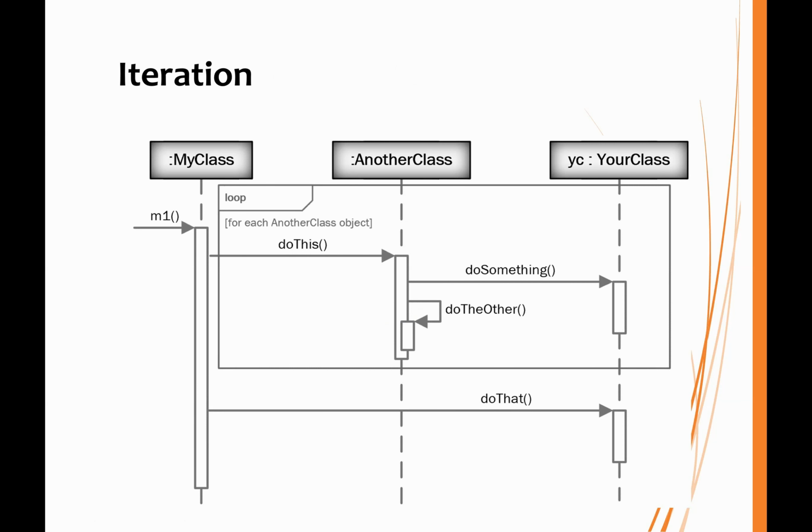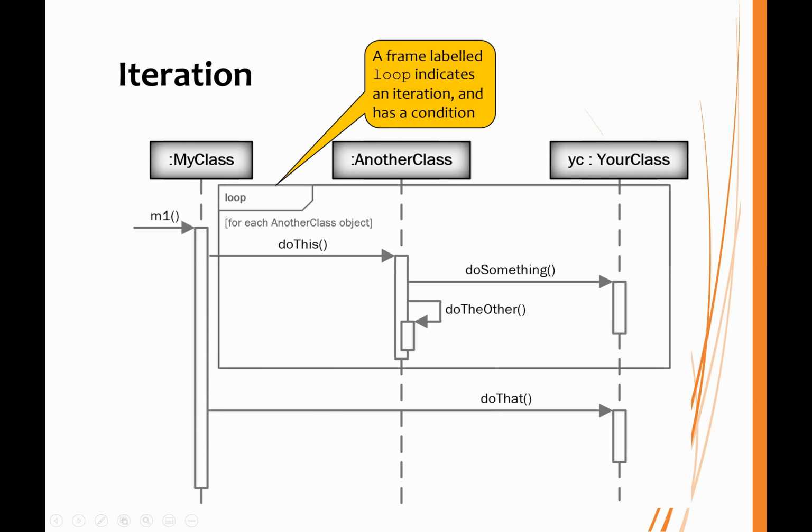Sometimes it can be useful to show iteration and selection. In this example, we're making use of a loop frame or fragment, depending on your terminology. We can see that it's a loop. Here is the condition that tells us when to iterate and for how long. So in this example, we're going to iterate for each another class object. And therefore, everything that's inside that frame will be part of the iteration and will be done once per iteration. And the border of the frame shows what is part of the loop and what is not.